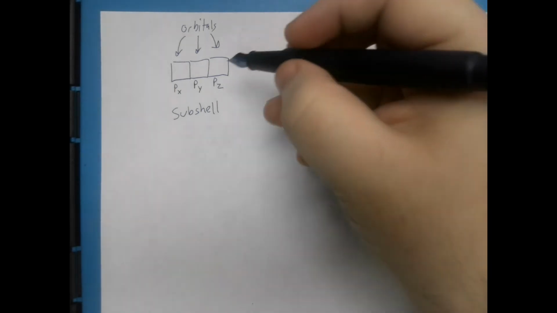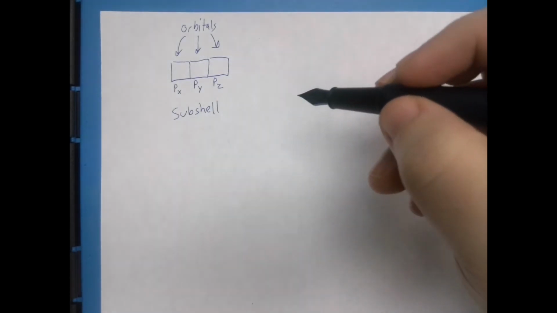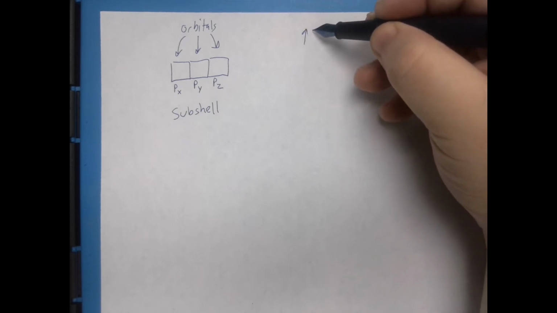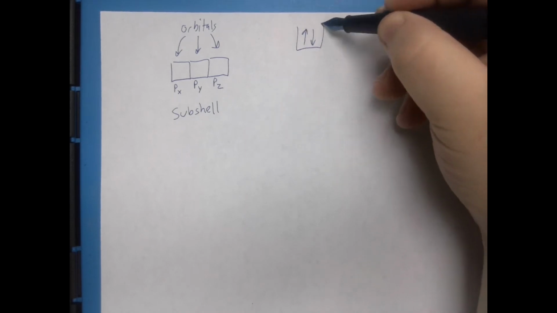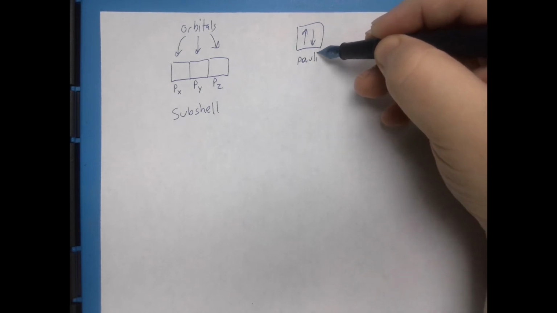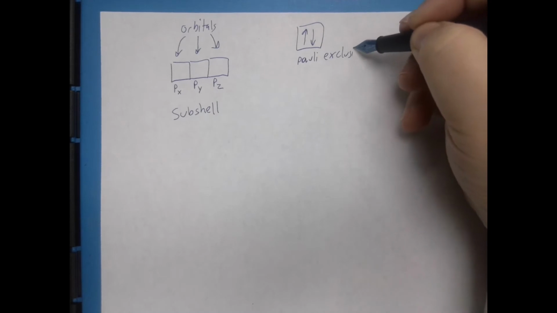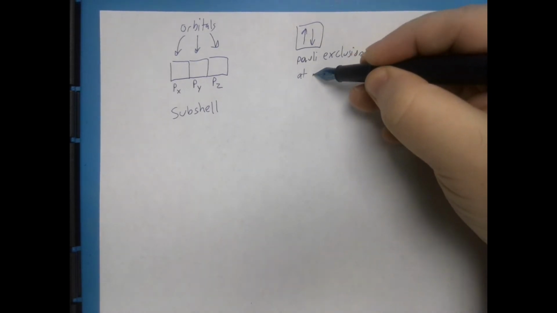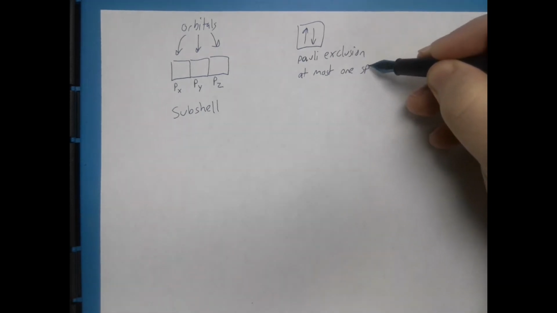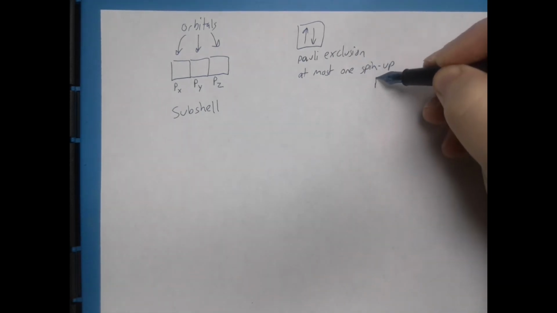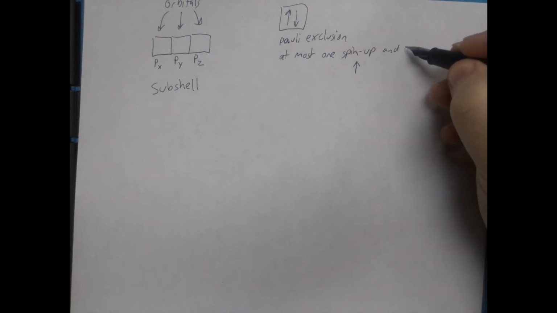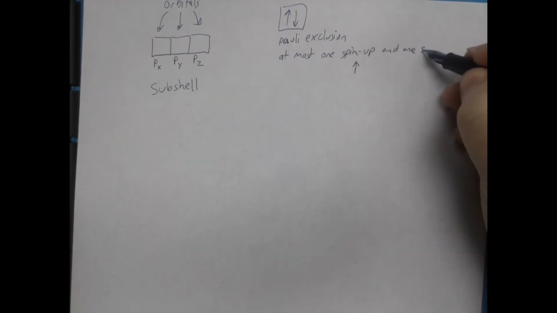Pauli exclusion says that we can have at most a spin up and a spin down in a box. At most, 1 spin up, which is usually written with an upward facing arrow, and 1 spin down.